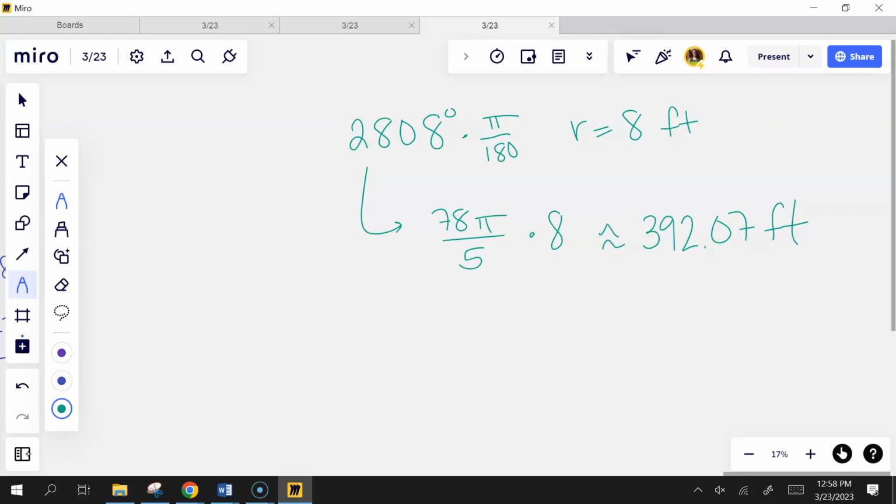288. Negative 72. Wait, you said 288? I said 288. Find me one that is coterminal between 0 and 360. Alright. Don't you just make this?